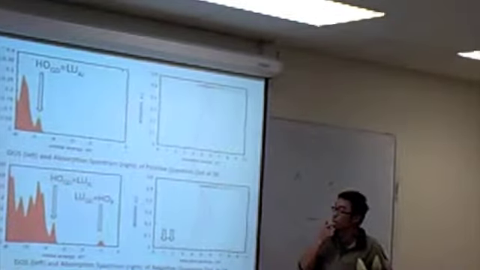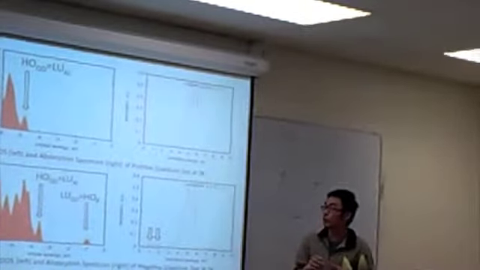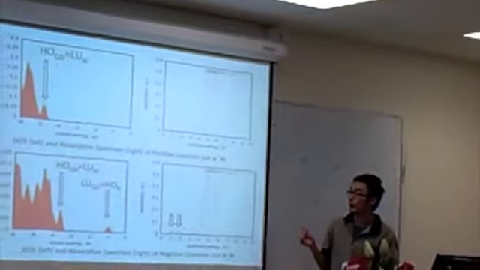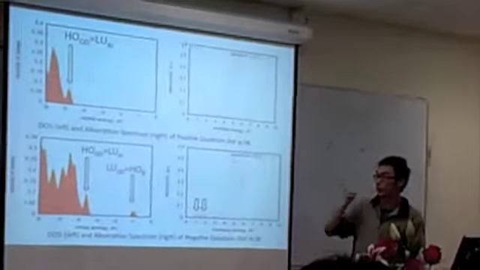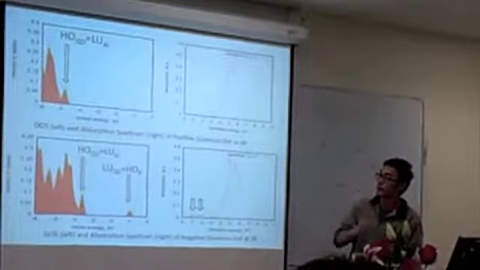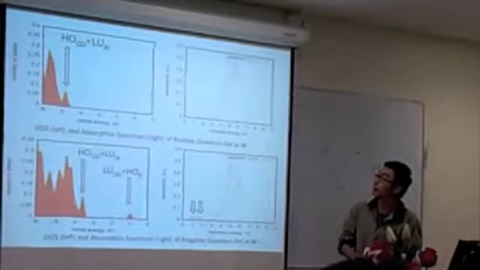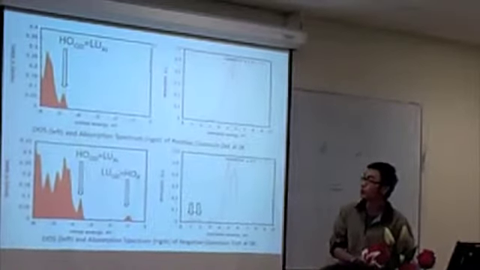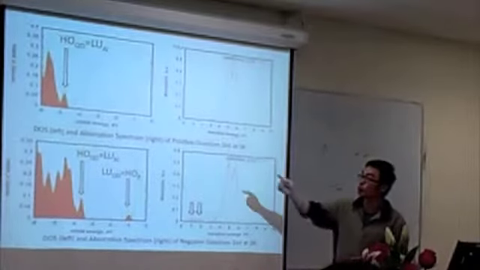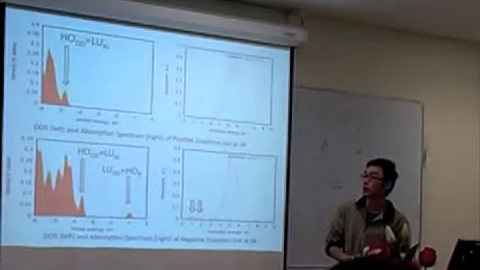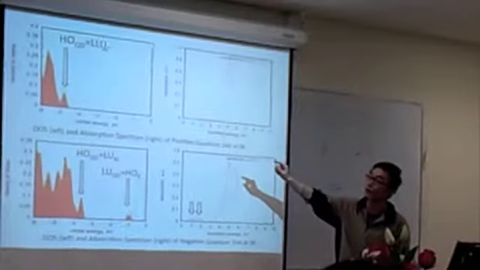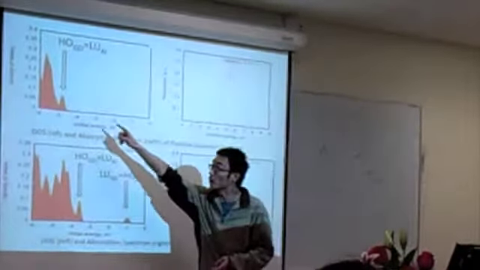and we calculate the positive case. We remove one electron from the crystal. Then we calculate the density of states and the absorption spectrum. So we can see from the HOMO of the crystal, there's a hole there. See here, a hole there.